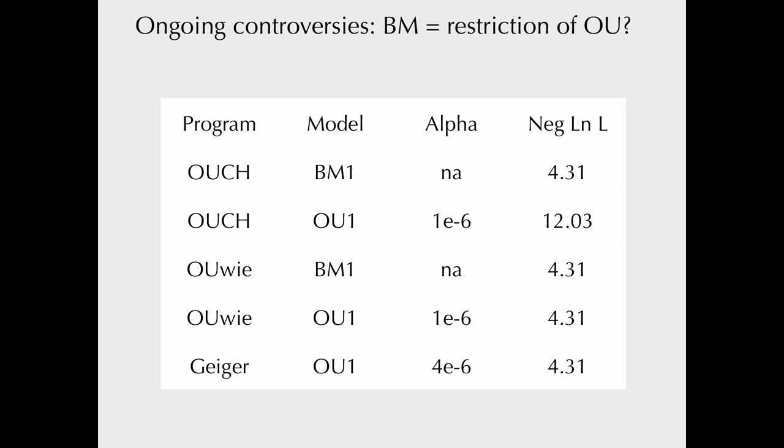This is something we can discuss, but it's probably not in general a lot of discussion. Actually, this discovery came out of this course last year. So when you say restriction, you're asking is Brownian motion a special case? As alpha drops to zero, is it the same as an OU model?